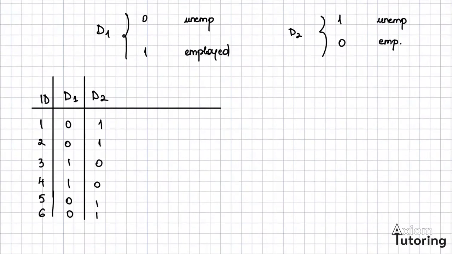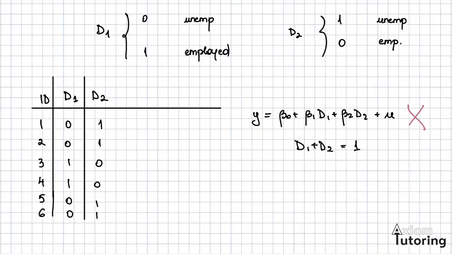If we tried to run a regression, which is y equals beta 0 plus beta 1 d1 plus beta 2 d2 plus an error term, this would clearly be wrong and we would have fallen into the dummy variable trap. Why? Because clearly d1 plus d2 is equal to 1. So there is a clear relationship between the two.